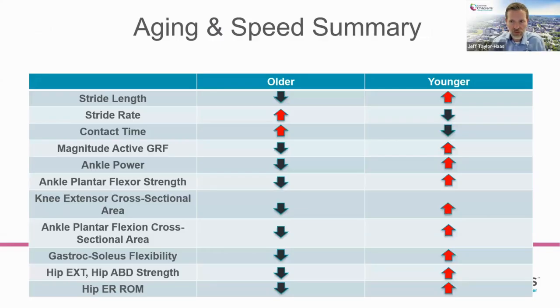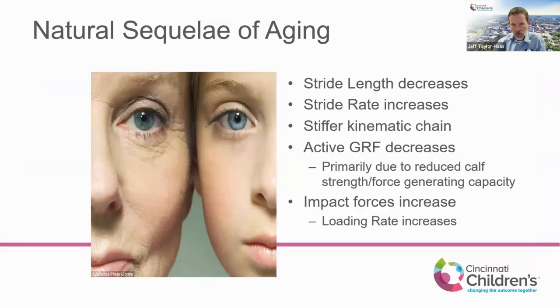What else happens as we age? So we mentioned that stride length goes down. It's likely related to your ability to push off the ground. If you can't push off the ground very hard with your calves, you're not going to be able to take a long stride. To counteract that, older runners will typically increase their cadence or their stride rate. Because they're slowing down, they tend to spend more time in contact than younger runners. And we can really appreciate the reduction that's happened at the ankle in terms of ankle power, strength, and cross-sectional area. Also in the calf, we get tighter calf muscles as we age. We see reductions in hip strength and also reductions in hip external rotation range of motion.